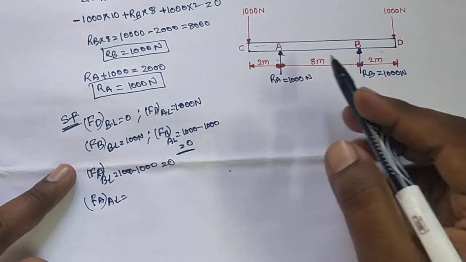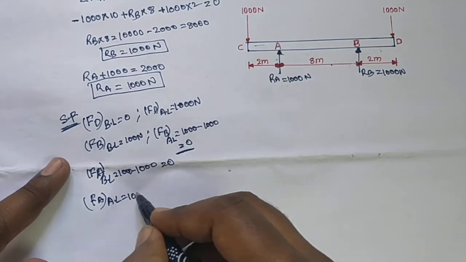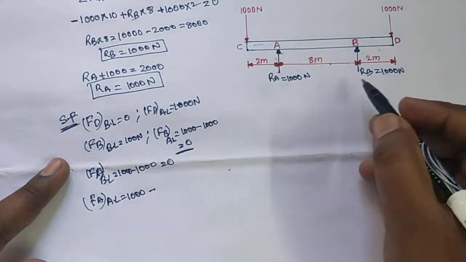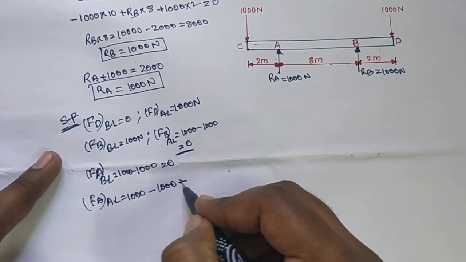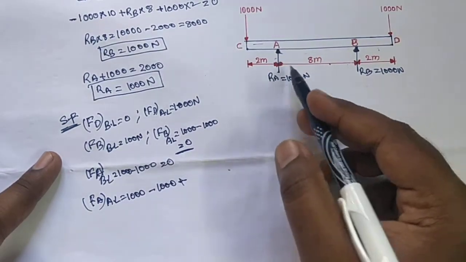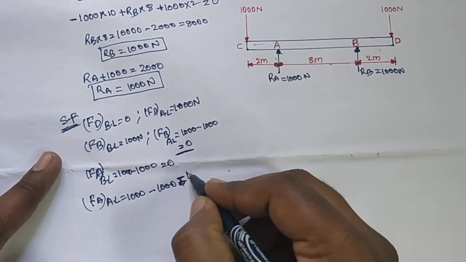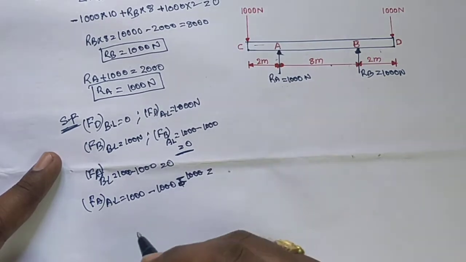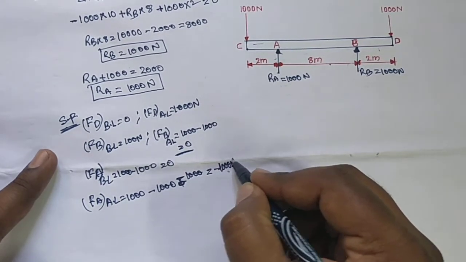After load means we need to consider these reaction forces also, so the total is 1000, this downward is positive, next upward minus 1000. Next, here also having an upward force, so we need to give minus of 1000. Total value is minus 1000 newtons.